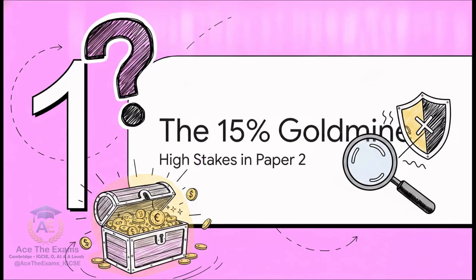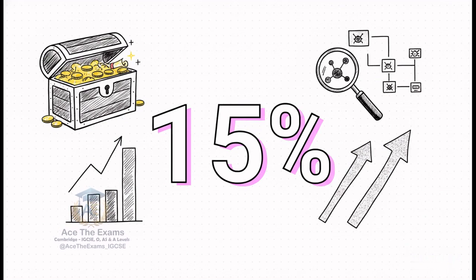Section 1. The 15% goldmine. High stakes in Paper 2. Let's kick things off with a foundational question. Why does this specific topic demand your absolute, undivided focus? Look at that number, 15. What's absolutely wild about this is the sheer weight of this single specific topic. Section 5.2 accounts for approximately 15% of your total marks in Paper 2. Let that sink in for a second. That is an absolute goldmine.